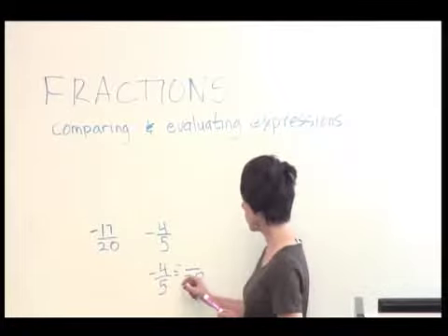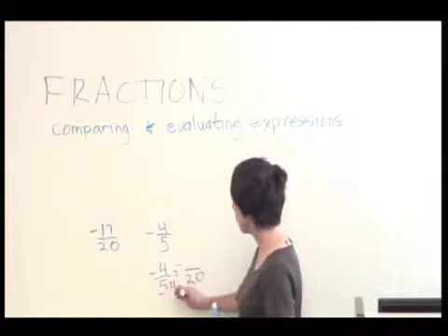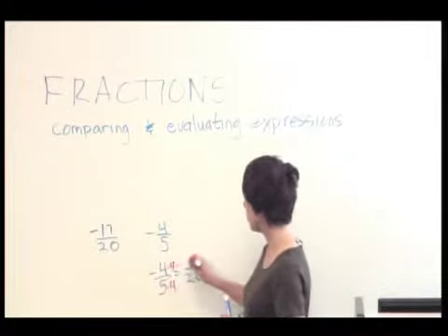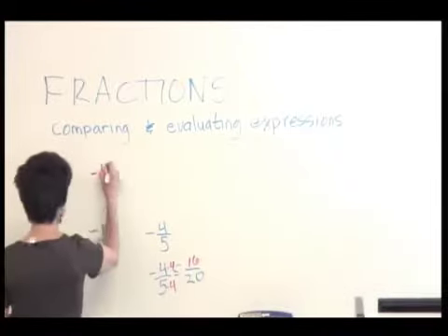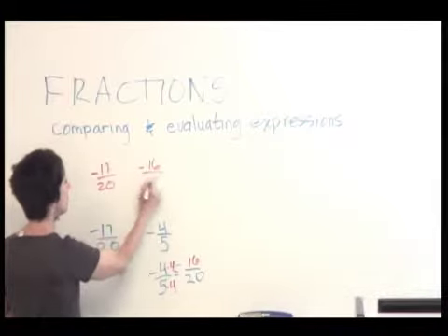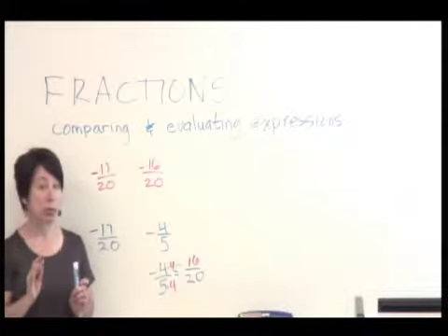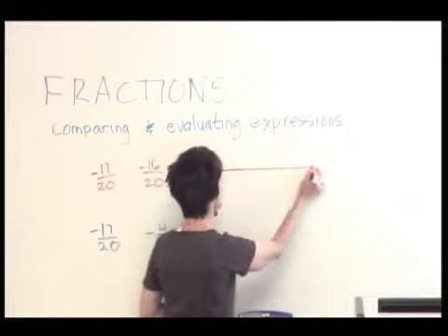Okay, so to get to 20 from 5, I've got to multiply by 4. And so I'm going to multiply my numerator by 4 as well. So negative 17 over 20 versus negative 16 over 20. So which one's larger? Well, remember we're on the negative side, which means we're on the left of 0.